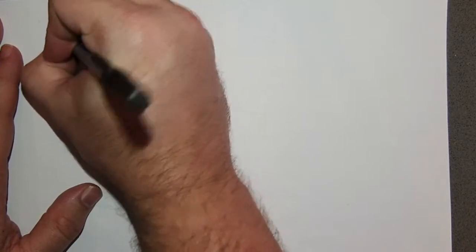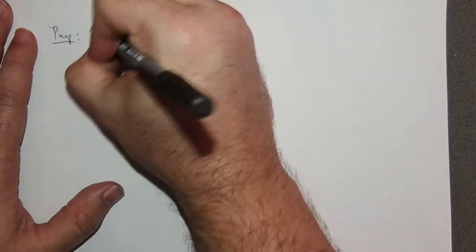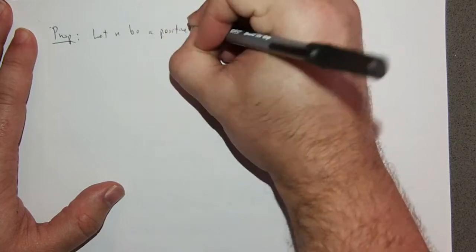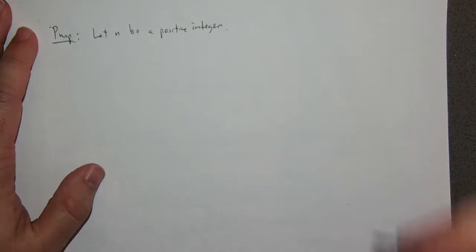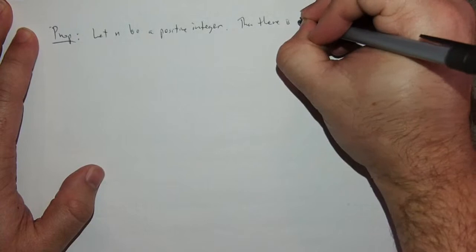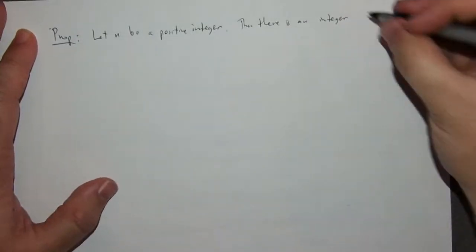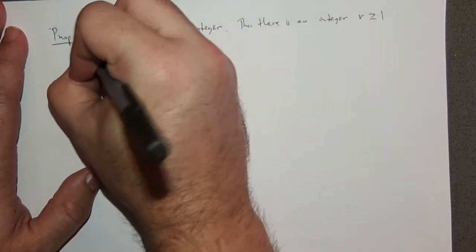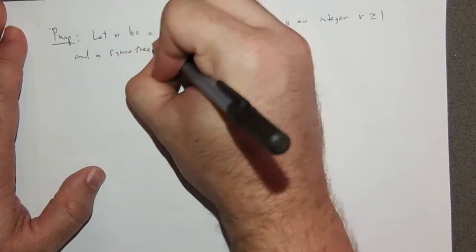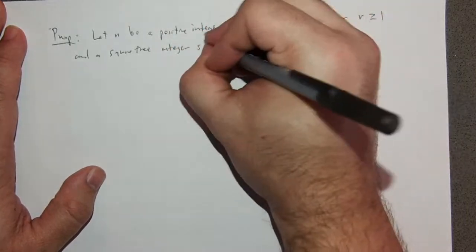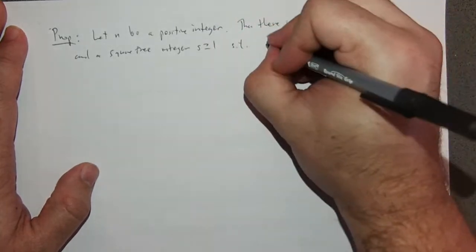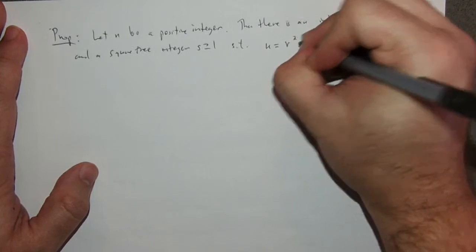So the reason that is important is the following. I wanted to say that before I could state this theorem, and it makes sense. I guess I should call this a proposition. It's not super important or anything. So let n be a positive integer. Then there is an integer r that is greater than or equal to 1 and a square free integer s that is greater than or equal to 1, such that n can be factored as r squared times s.